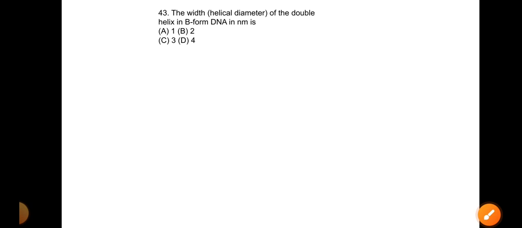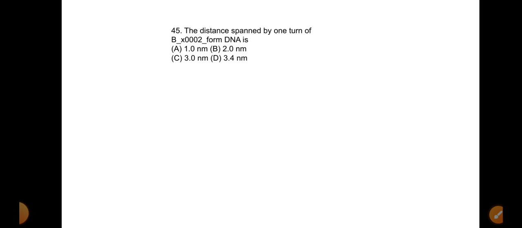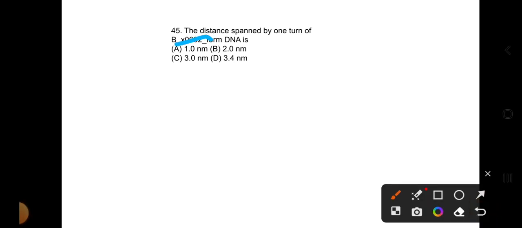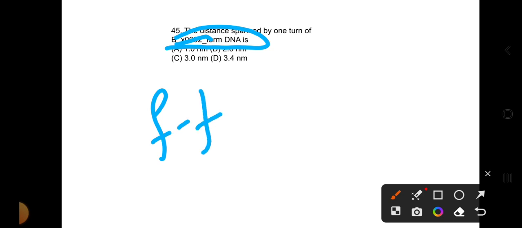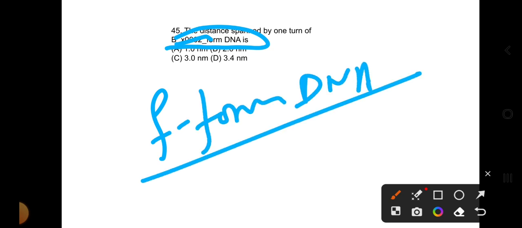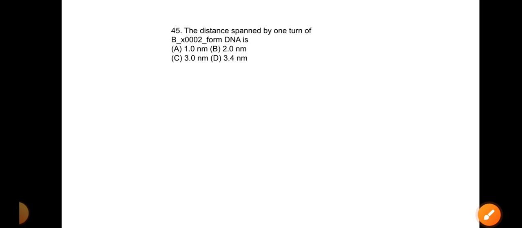43, the width or helical diameter of double stranded B form DNA in nanometers is. 44, the number of base pairs in single turn of B form DNA about the axis of the molecule is. 45, the distance spanned by one turn of B form DNA is. B form DNA. So what is the distance spanned by one turn of B form of DNA?